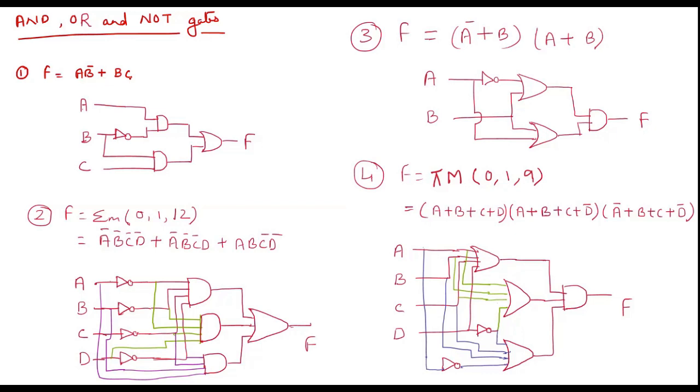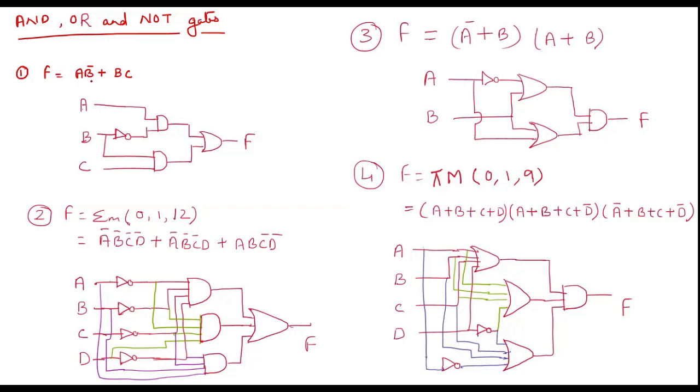Here two different min terms are there with different literals. You can see it's B complement and A, and here it is in pure form. So for that I have taken A, B, C, the letters available over here, and for B complement I have taken a NOT gate.